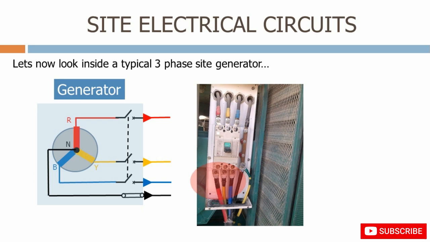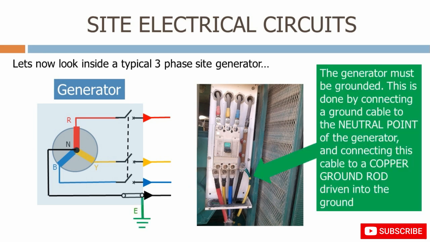Here we have the three-phase cable connecting the red, yellow, blue, and neutral phases to the distribution system. The generator must be grounded. This is done by connecting a ground cable to the neutral point of the generator and connecting this cable to a copper ground rod driven into the ground.